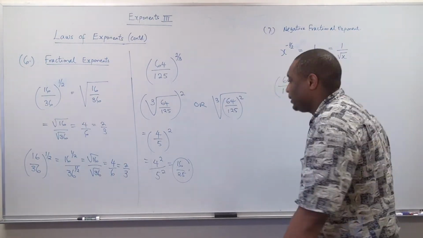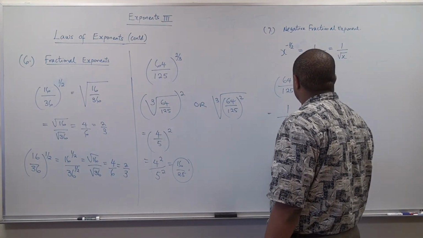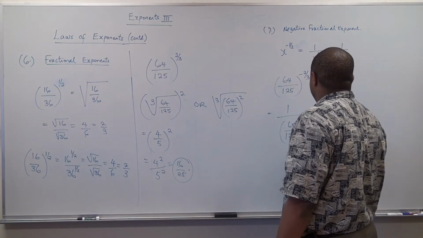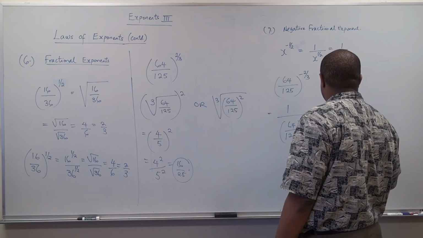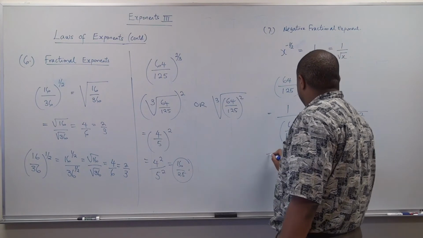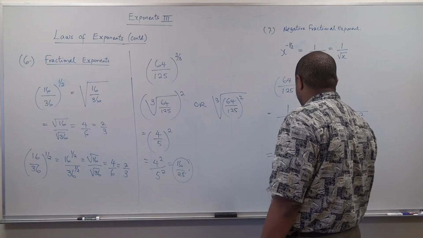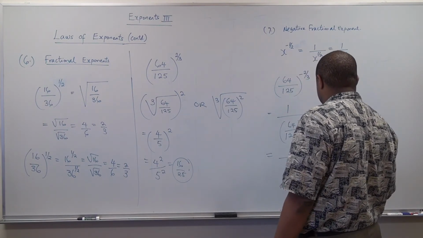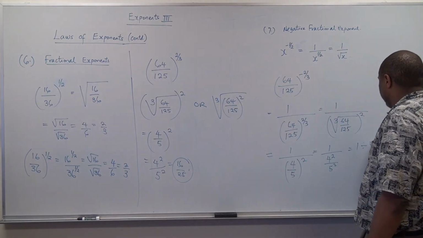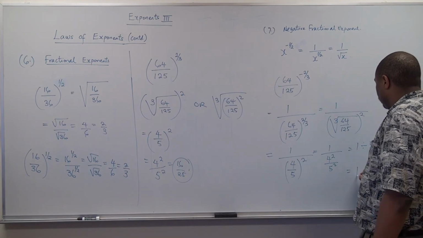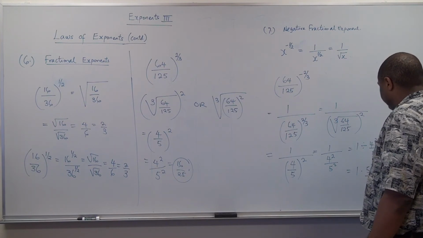But probably you still want me to solve it. So I'm going to solve it. Now this is 1 over 64 over 125 raised to power 2 over 3. And that will give you 1 over the cube root of 64 over 125 all squared. Which will now be 1 over 4 over 5 all squared. Which is 1 over 4 squared over 5 squared. Or you can do 1 divided by 4 squared over 5 squared. Which is 1 times 5 squared over 4 squared. Which is 25 over 16. Or you can do it the other way.